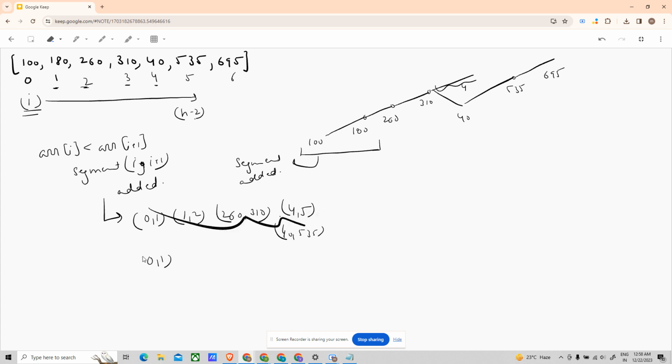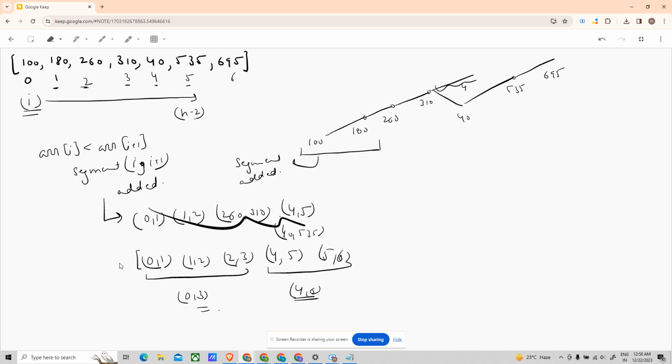Sorry, it would be 0 to 1, then 1 to 2, then 2 to 3, then 4 to 5. Then after that, i comes here. Is 535 less than 695? Yes. So 5 to 6 is also an interval. Alright. So if you see, can this be said as 0 to 3 only? And can this be said as 4 to 6 only? Yeah. So both the answers are the same. It will give correct output for both the answers. Okay, let me show you how this can be transformed to this. I will just write a word here and you will understand how.